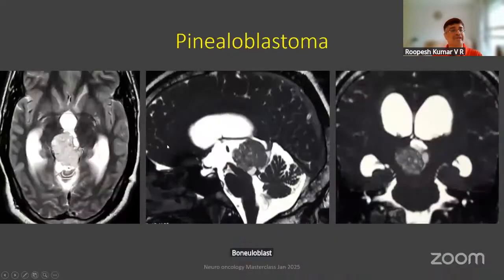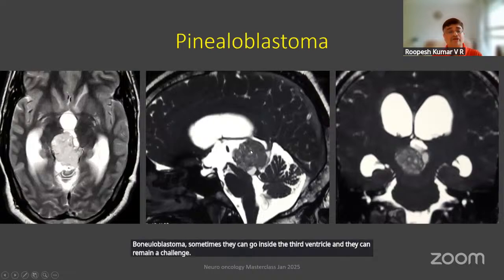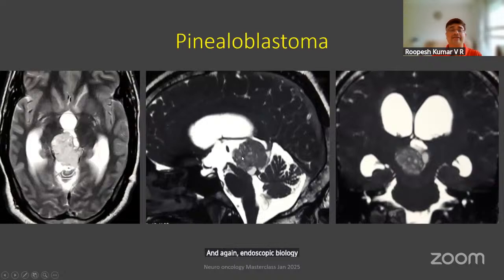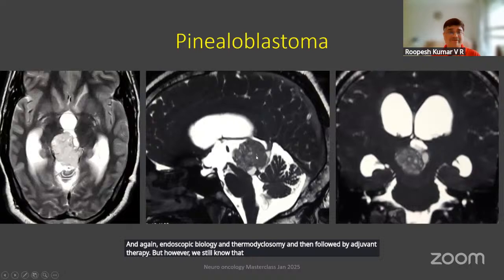Pinealoblastoma, sometimes they can go inside the third ventricle and they can remain a challenge. And again, endoscopic biopsy and third ventriculostomy, and then followed by adjuvant therapy. However, we still know that if it is not much disseminated, a safe maximal resection can help in improving the outcome. So we try to resect this tumor.